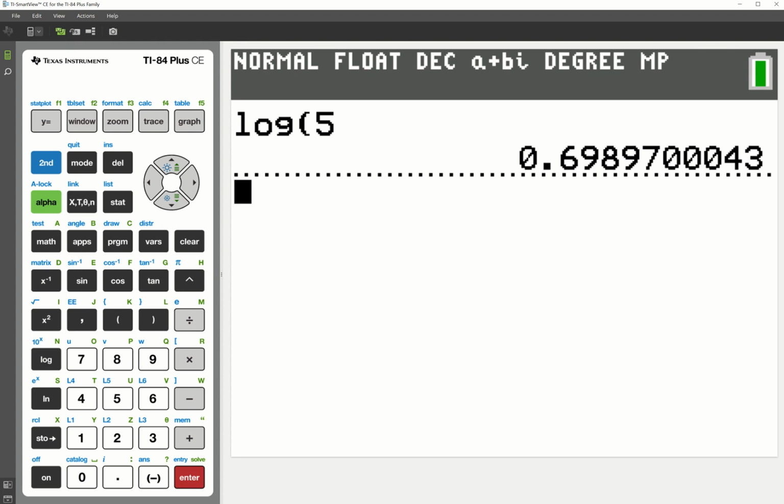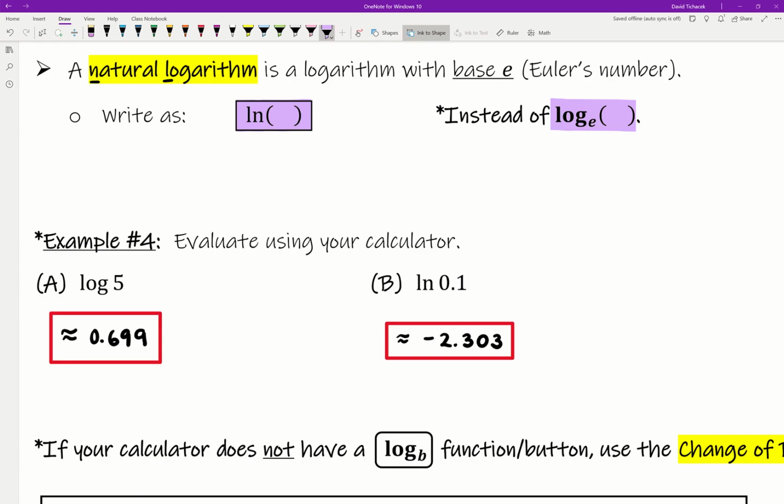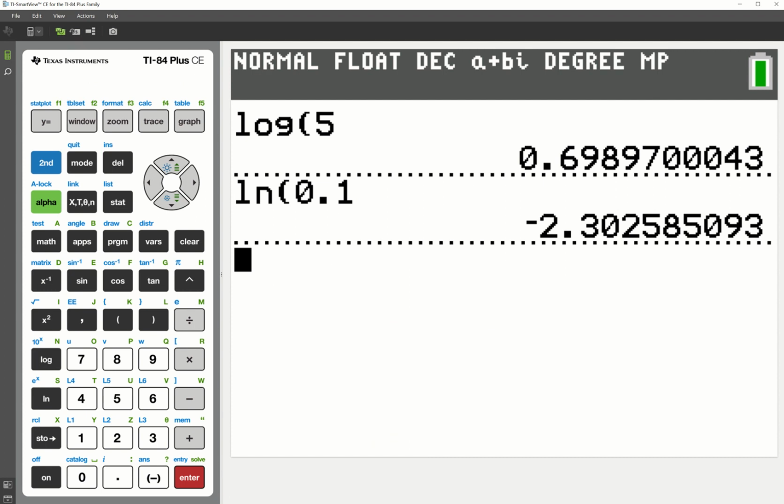The natural log button is sitting right beneath that button here. And so we can go ahead and do the natural log of 0.1, which is our next example there. And we're going to find that when we press enter here, we're actually going to get a negative result, which is perfectly fine. It just has to do with translating that to the exponential form and working with negative exponents, which we can always do. And so those would be the buttons that we would want to press to perform a log calculation.